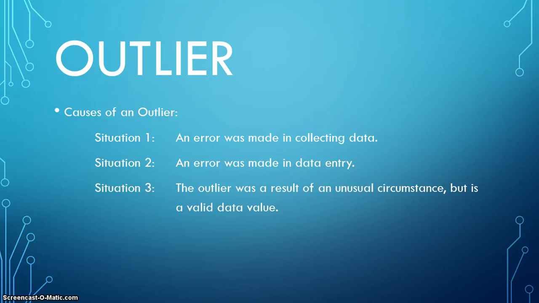Now, there could be a couple of causes, two of which are made by errors. Either there's an error in collecting or an error in recording the data. Another one could be unusual circumstances. So these are the three primary situations that can cause an outlier. I want you to keep in mind, because you're going to use these three to do some brainstorming to come up with possible causes. So an error in recording, error in entering, or possibly just an unusual circumstance.